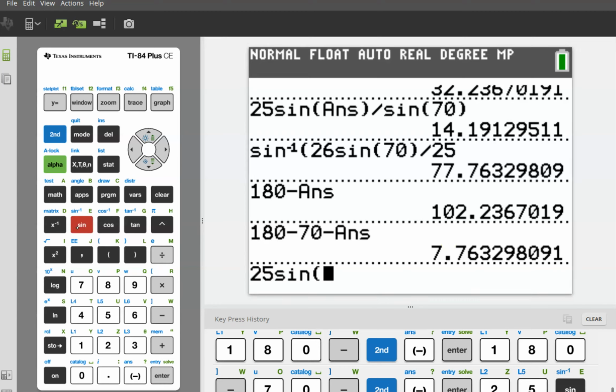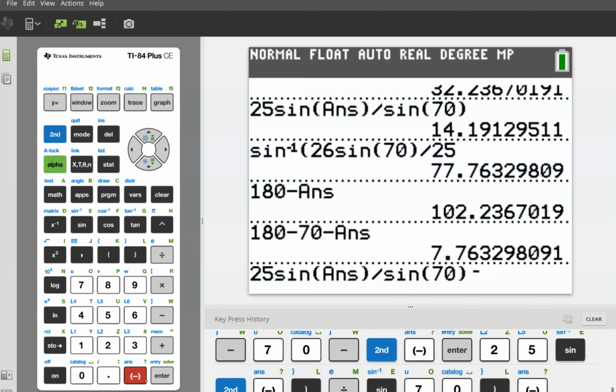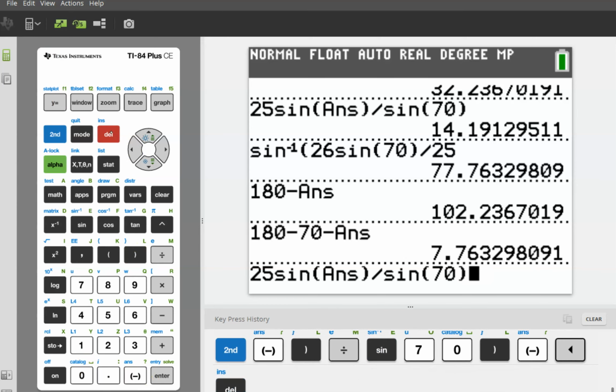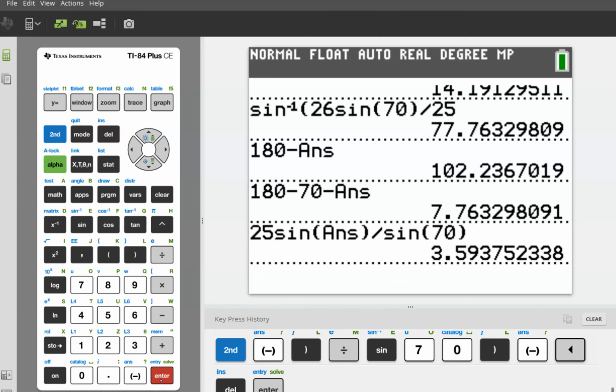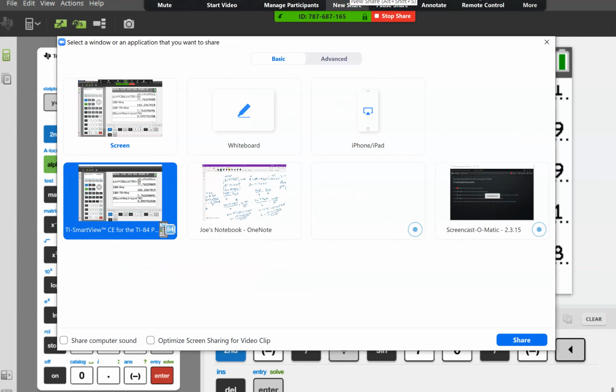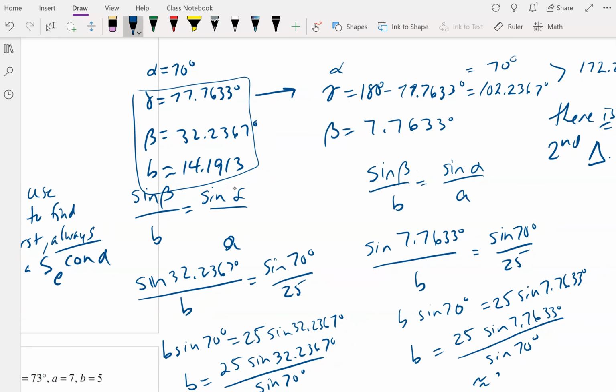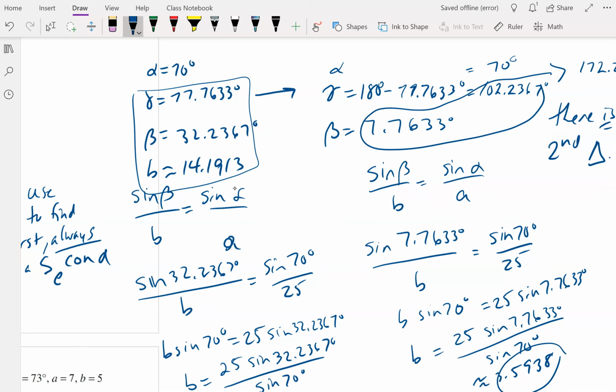25 sine of the beta divided by the sine of the alpha, which is 70. And don't hit the wrong button. We get 3.5938 for our B in that case. So for this one, 3.5938. And so these three, this two with this one, give you your second triangle.